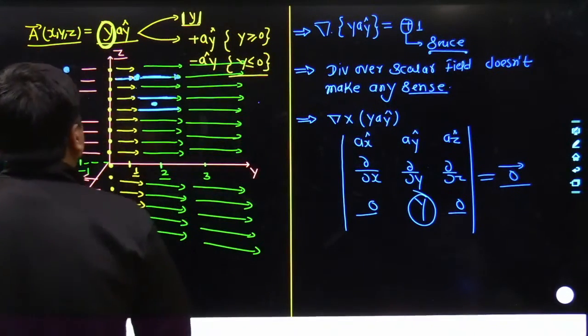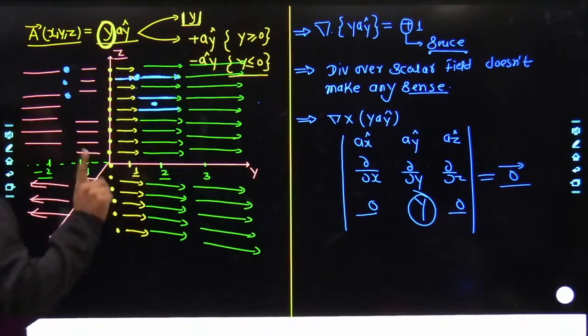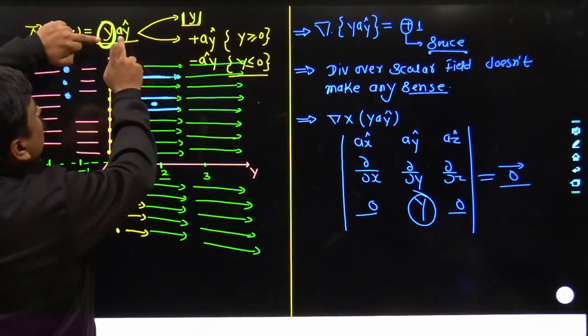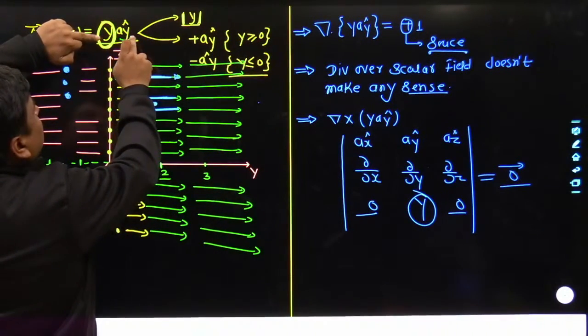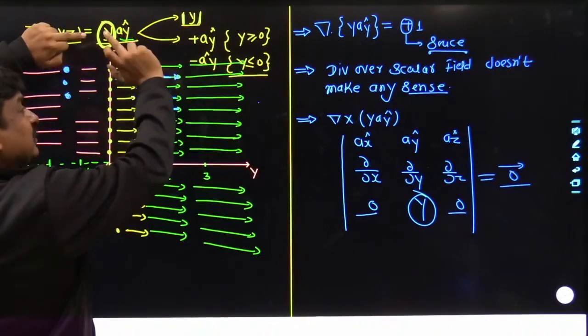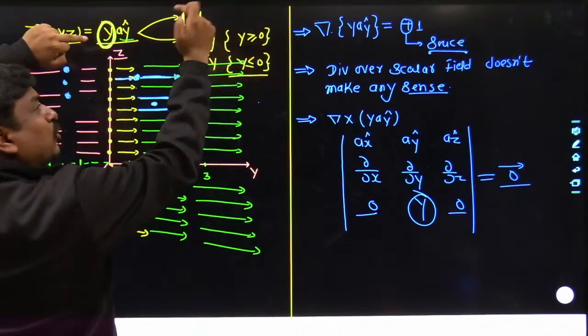May I know when the divergence becomes non-zero? My dear friend, the divergence becomes non-zero when Ay cap comes along with y, or maybe Ax cap comes along with x, or maybe Az cap comes along with z. Why?